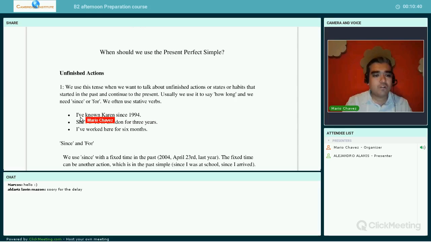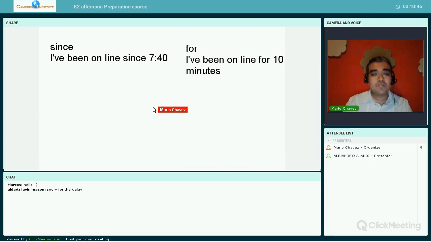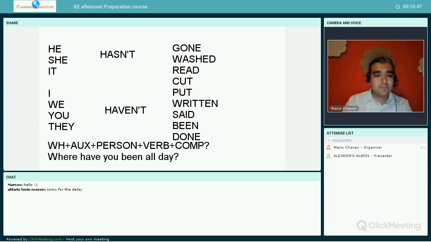Here we have the short forms, I've, she's, right? But yesterday we were also saying that the verb to be has the same short form. For example, with the verb to be, he is, we also say he's. And with the present perfect, he has, we also say he's. So how can we know what this short form is used for the present perfect? And how can we know when it is being used for the verb to be?